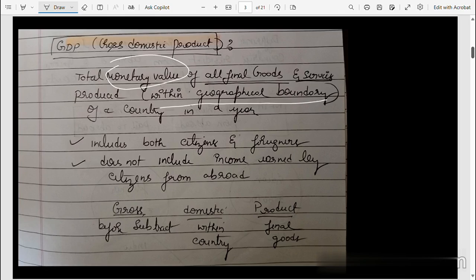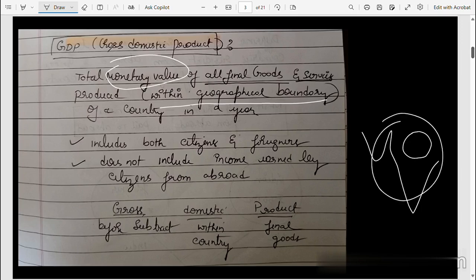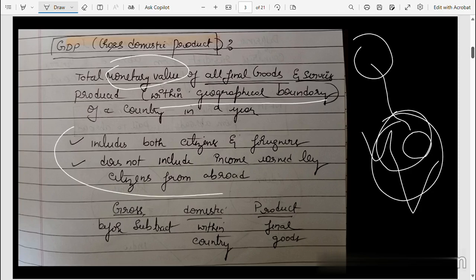If, for example, this is India, and I'm working here, I have a factory here, so I'm generating employment and I'm earning. The revenue is considered within India. And also, if this is Dubai and a foreigner comes and invests in India, what he earns is considered as GDP of India, not GDP of Dubai. So here it includes both citizens and foreigners.